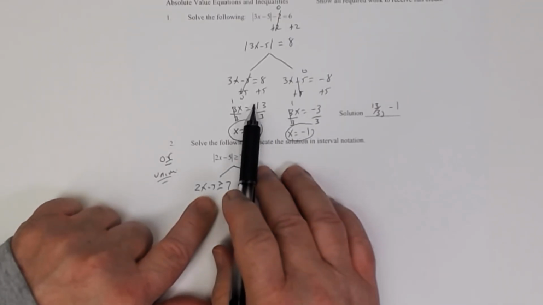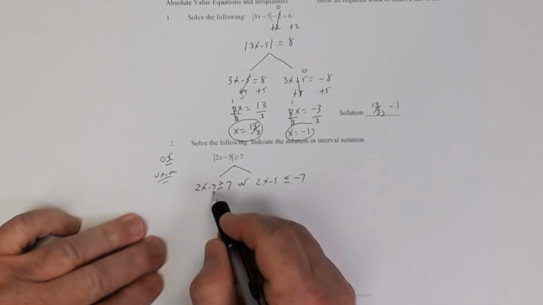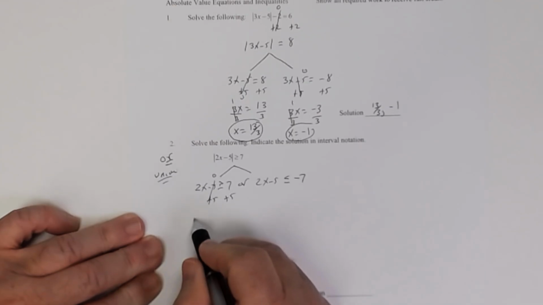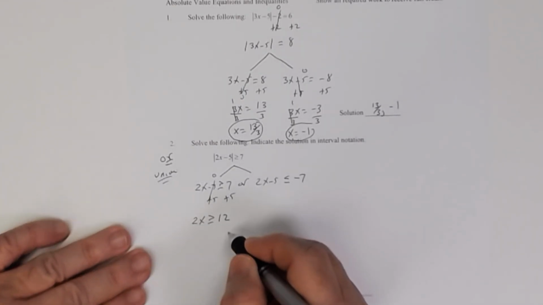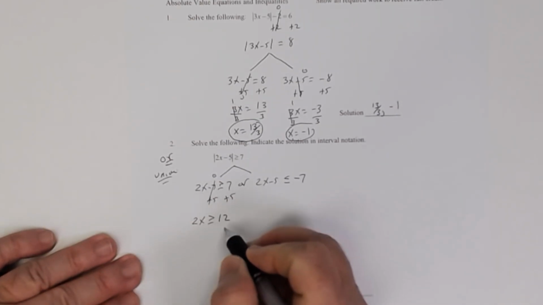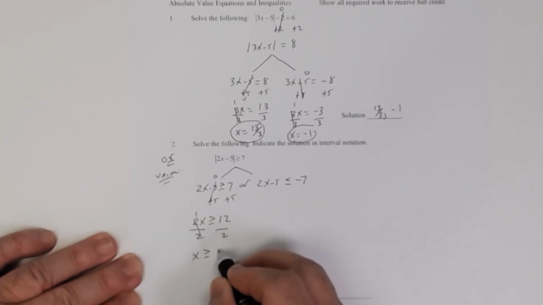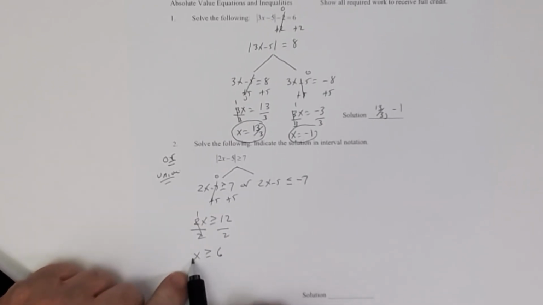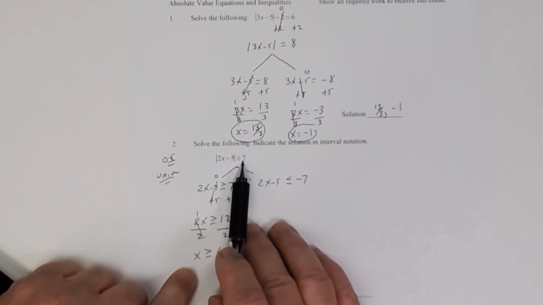Now, just like we did with the absolute value equations, you now have two linear inequalities. So we're going to solve each one, just like that. We're going to combine like terms. This is 0. So we have 2x is greater than or equal to 7 plus 5, which is 12. And then to get x by itself, you're going to divide both sides by 2. And so I get x is greater than or equal to 6. So what that means is this: any number greater than or equal to 6 is a solution to this original absolute value inequality.